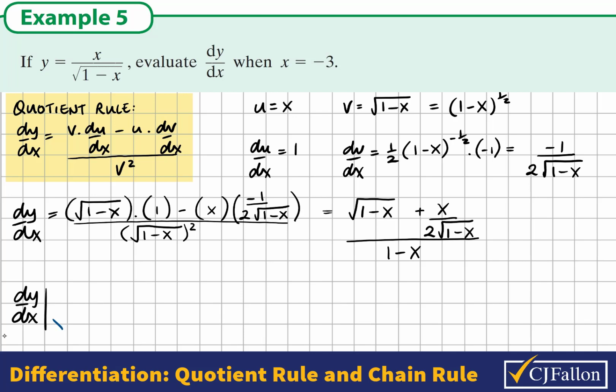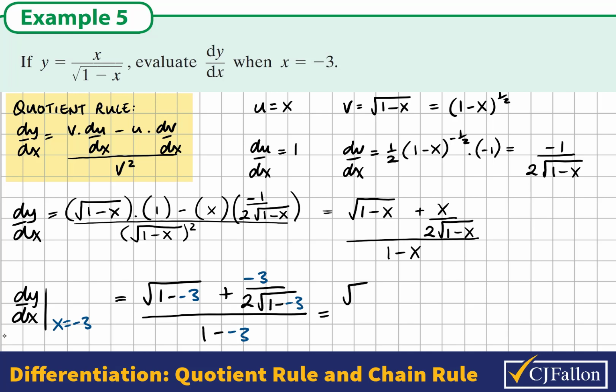Now we want to evaluate this when x is equal to negative 3. So we're going to sub in negative 3 for x into the equation. So we have the square root of 1 minus negative 3, plus negative 3 divided by 2 times the square root of 1 minus negative 3, all divided by 1 minus negative 3. Now 1 minus negative 3 means 1 plus 3, which is 4. The square root of 4 is what we have first, plus negative 3 over 2 times the square root of 4, all divided by 4.